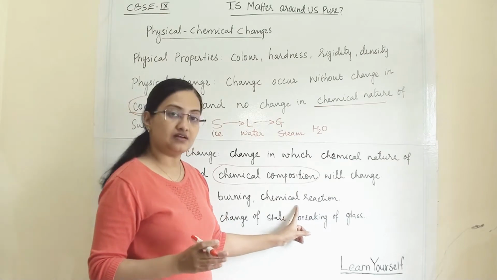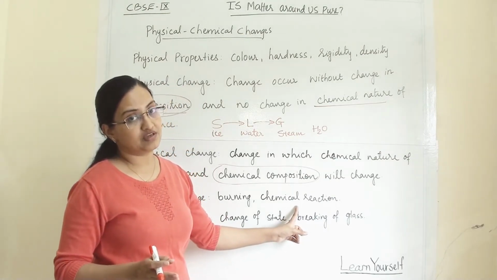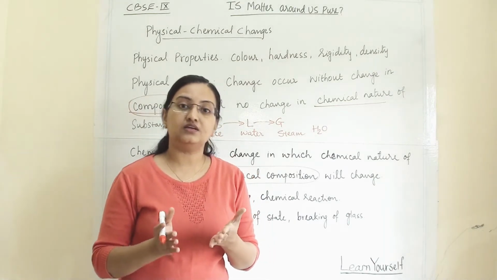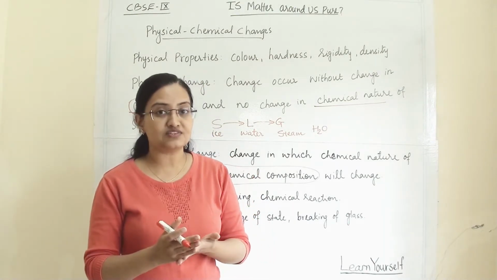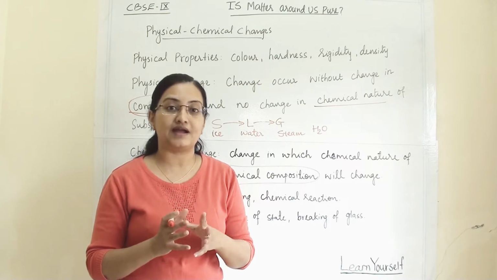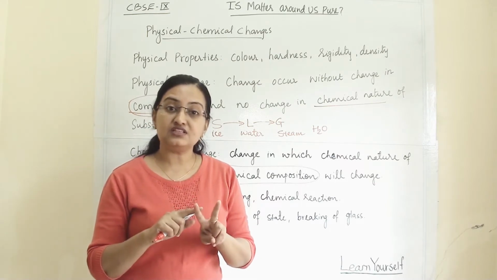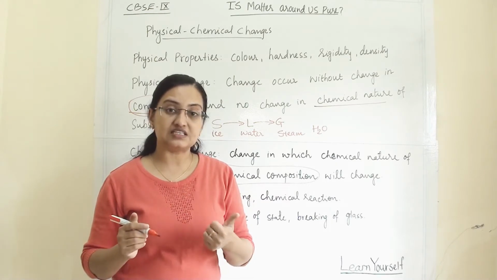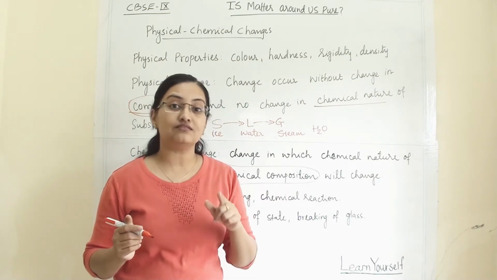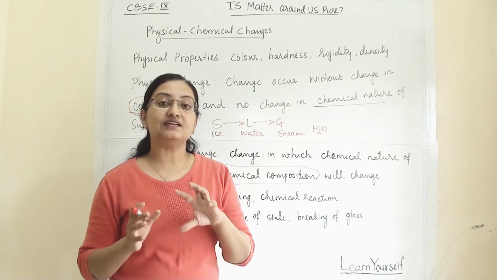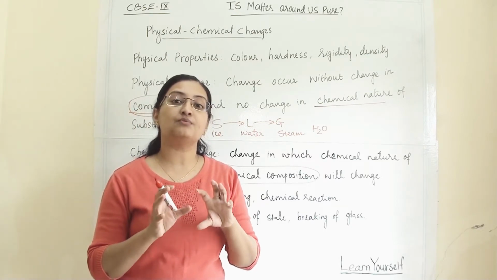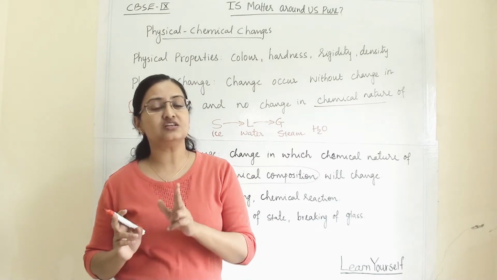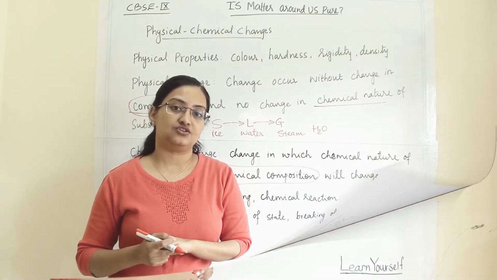And any chemical reaction can be termed a chemical change. So when you are identifying whether a change is a chemical change or a physical change, you have to keep two things in your mind. After the change, is the chemical composition changed? If yes, then it is a chemical change. If not, then it is a physical change. And its characteristic properties should remain the same if it is a physical change. And if they are changing, then it is a chemical change.